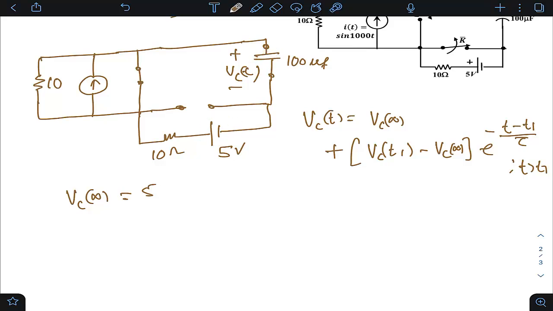So it is something like this. You have a 10 ohm resistor, you have a 5 volt supply, and you have this capacitor which is an open circuit. What is this voltage? This voltage is the same, na? If this is 5 volt, then this will also be 5 volt. That's what I'm saying. So Vc of infinite is 5 volts.